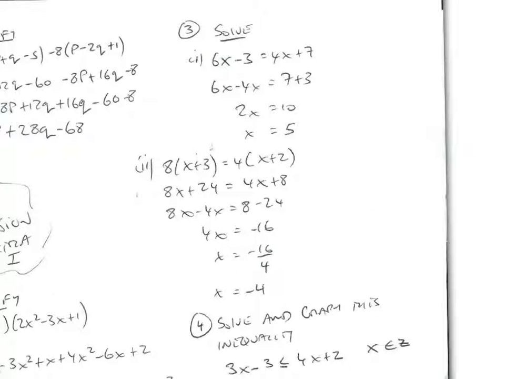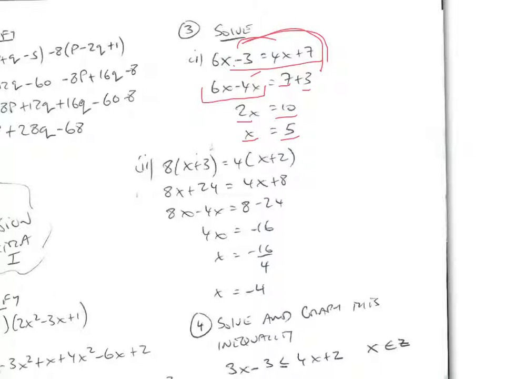Okay, so let's solve 6x minus 3 equals 4x plus 7. So let's gather our x's to the left, so that's 6x minus 4x, because that comes over and changes its sign, equals 7 plus 3. The minus 3 crosses the bridge, becomes plus 3. So 6x minus 4x is 2x, 7 plus 3 is 10.